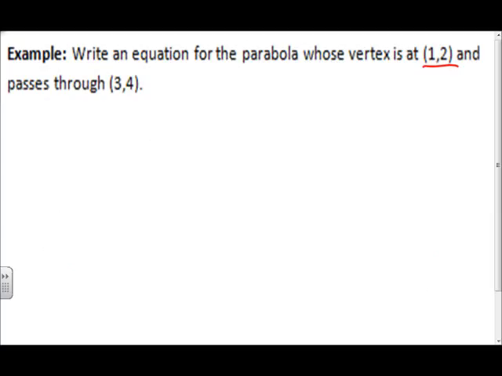When we want to write an equation for a parabola whose vertex is given at 1, 2, and it passes through the point 3, 4, well, this is going to be a lot easier in vertex form than it would in standard form. In vertex form, we would say y equals a times (x minus h) squared plus k. So we have our 1 here, so minus 1 squared plus our k value of 2. So we just plugged our vertex into our vertex form.